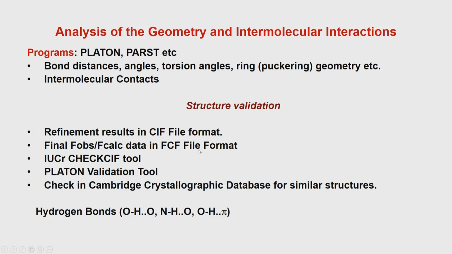Now, let us see, after having done the structure and having got a good R factor and successfully determined the structure in the space group which we have determined, and based on symmetry, we now have the structure information. So, once we have the structure information, how do we analyze the geometry and intermolecular interactions? This is the next step which we will take up, and in this step we have to determine the geometry of the way in which the atoms are arranged inside the structure. So, that means we need to find out bond distances, bond angles, torsion angles, ring puckering geometry.